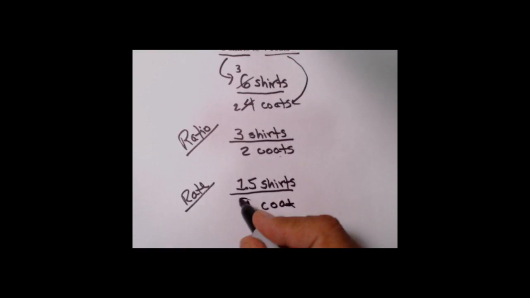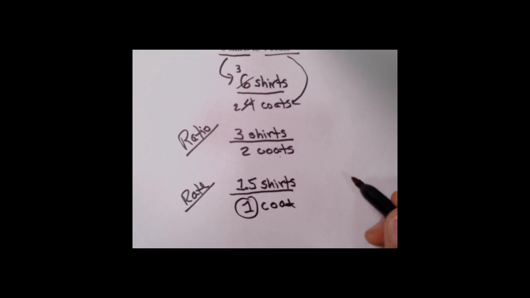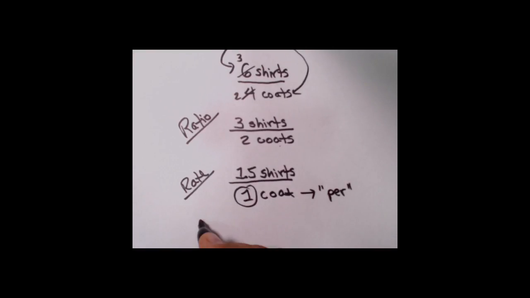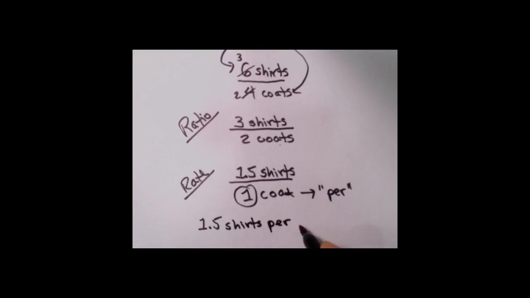The key is we want to get this 1 downstairs so we can use the word per when we talk about this. So how we could finish up discussing this as a rate, we could say it's 1.5 shirts per coat. And that means for every coat you have, you've got 1.5 shirts. So for a rate, we use the word per, but we've got to get the 1 downstairs to be able to do that.